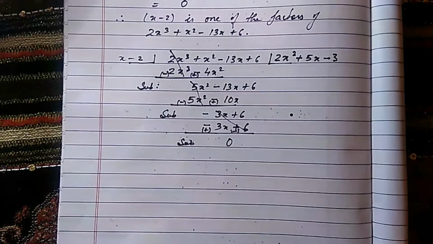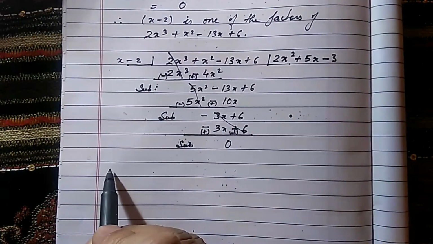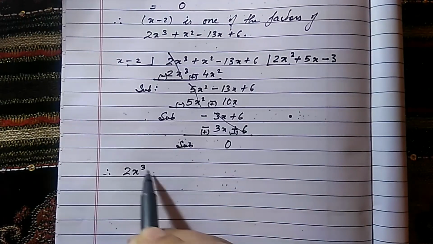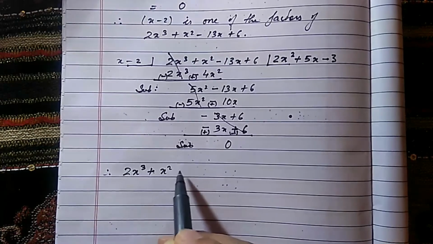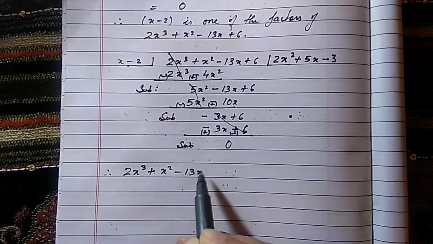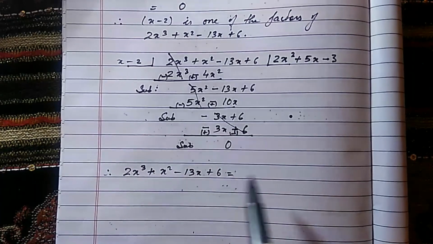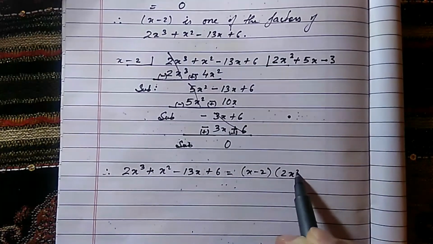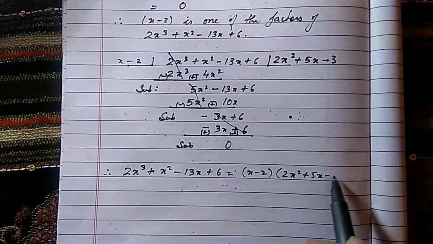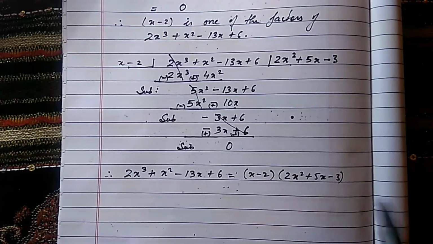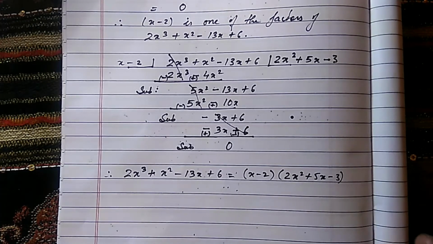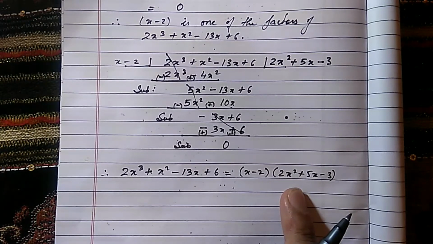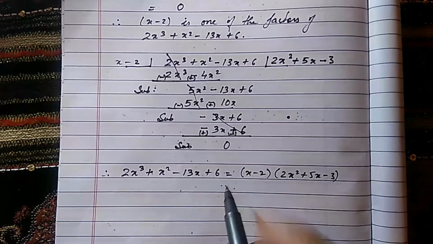So again, by using the division algorithm, we can write therefore 2x cubed plus x square minus 13x plus 6 is equal to x minus 2 into 2x square plus 5x minus 3, plus remainder 0. No need to write that one. But is this completely factorized? No. Again, this is a quadratic expression. It can be further factorized.